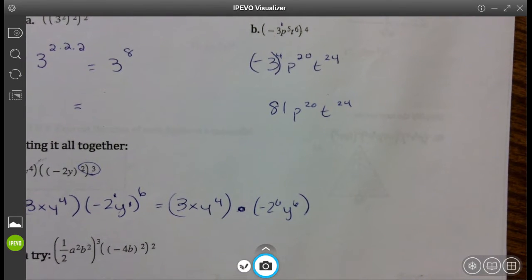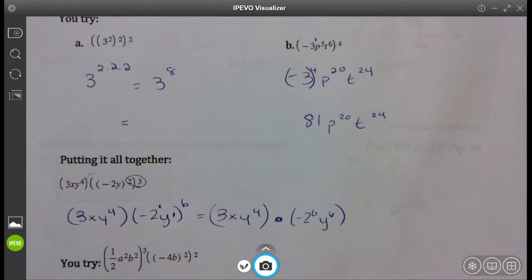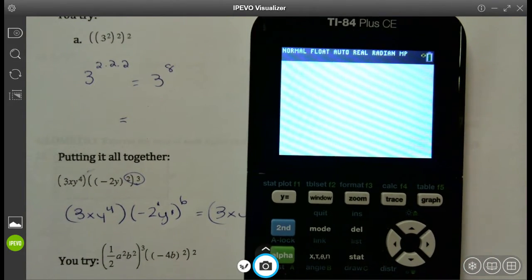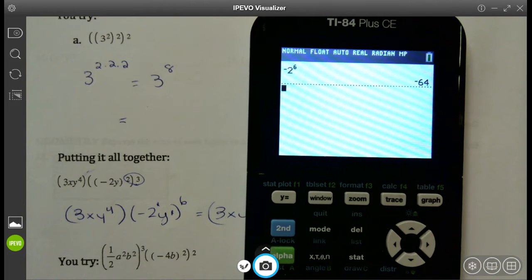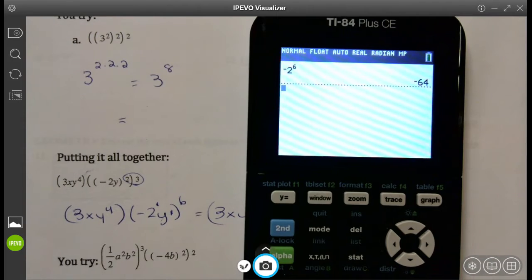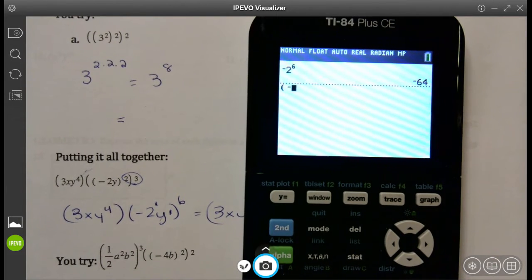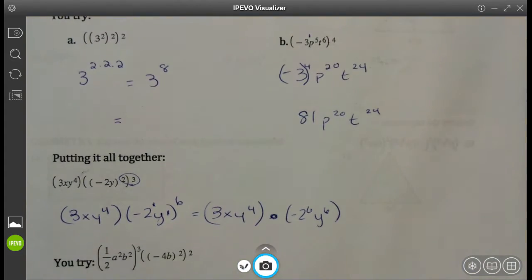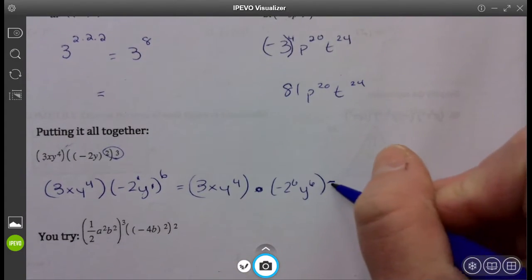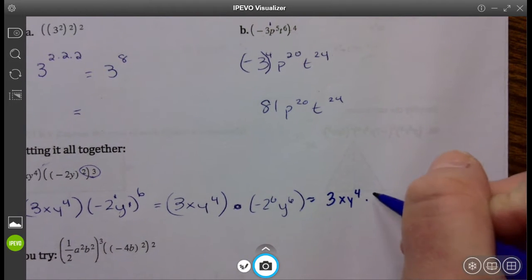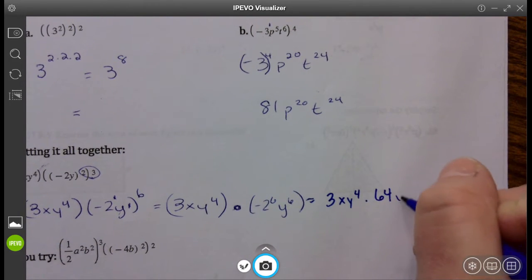Now, negative 2 to the 6, be careful. If you put it in your calculator like this, it's going to give you a negative number. It's taking 2 to the 6 and slapping a negative on it. You need to put parentheses around the negative 2 and then raise it to the 6. So it's positive 64, okay? So this is going to end up being 3x y to the 4th times 64 y to the 6.